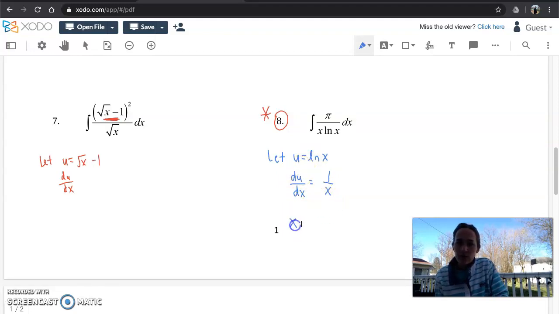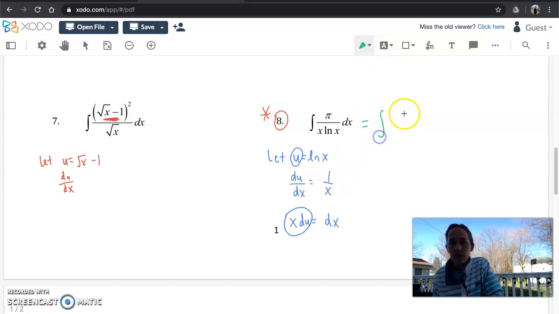So we've seen this before. x times du equals dx, and we're going to use this and that to sub back in. All right, let's try it. Go back to the original. You've got integral of pi x times u, and then in for dx, we plug x du.